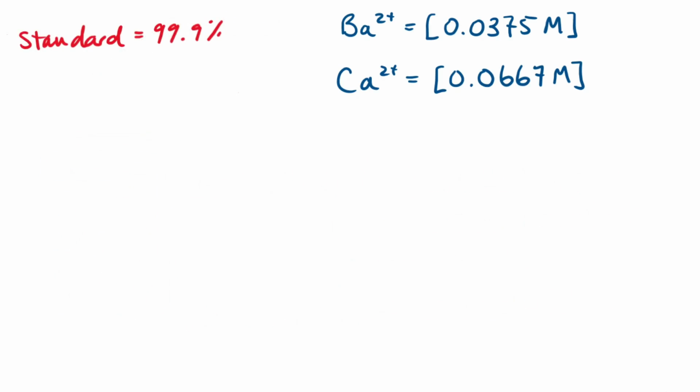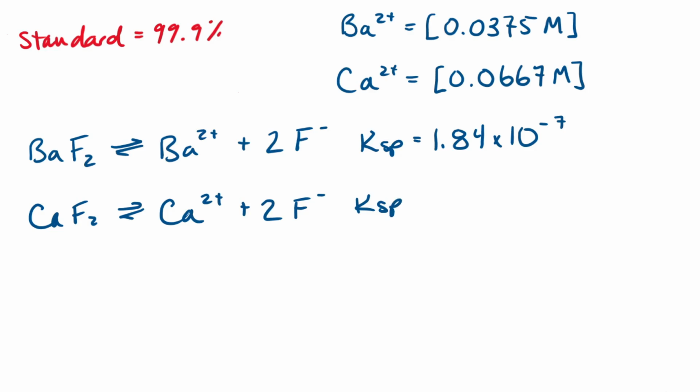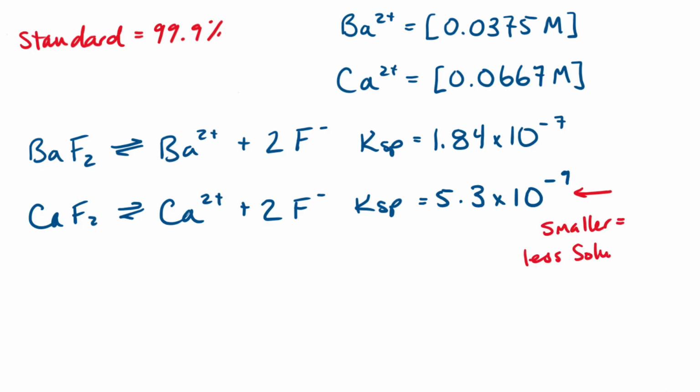Both calcium and barium form a fluoride salt, but these have different solubility products. Barium fluoride has a KSP of 1.84 times 10 to the negative 7, while calcium fluoride has a KSP of 5.3 times 10 to the negative 9. Since the calcium fluoride has the smaller KSP, that means it's less soluble, and so it will begin to precipitate with a smaller concentration of fluoride than barium fluoride.